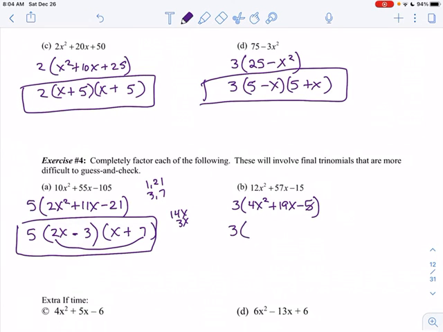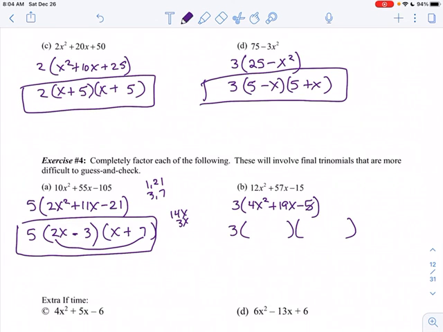And now this is definitely a little bit harder because my question is, is it 2x times 2x to give me 4x squared? Well, I have to check that out. The factors of 5 are actually only 1 and 5, so there's not a lot to check. If I put a 1 here and a 5 here, that gives me 2x and 10x, and those do not give me 19. So that's wrong.